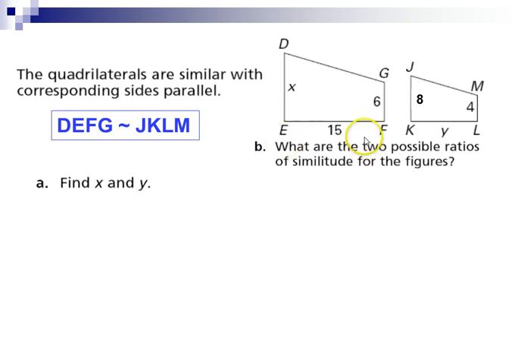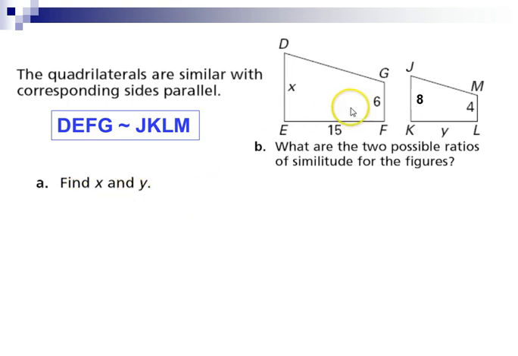And then F is in the same position as L. F corresponds to L. And lastly, G corresponds to M. These two are in the same position. They are corresponding. So it's very important that when we write this similarity statement, we do it in that particular order. So we say D, E, F, G. If we go in that order, we have to say J, K, L, M. That is a similarity statement there.